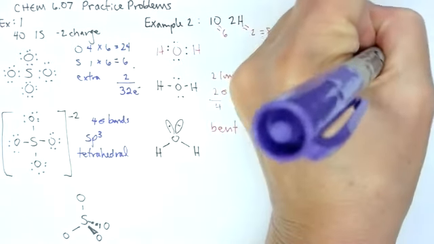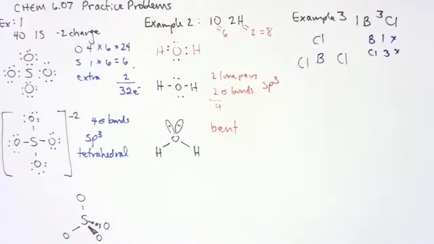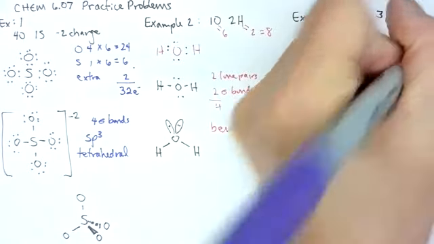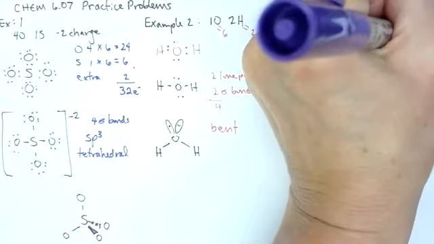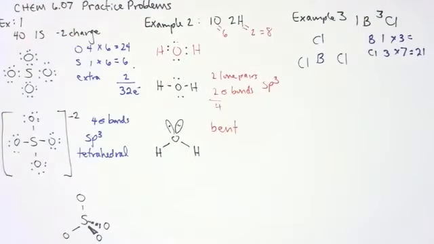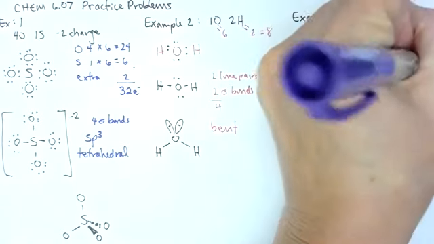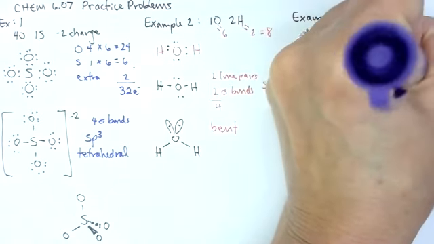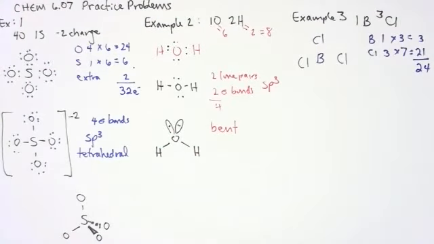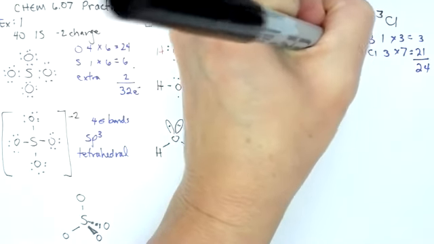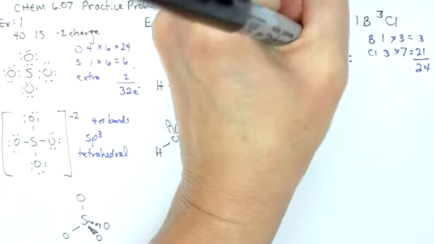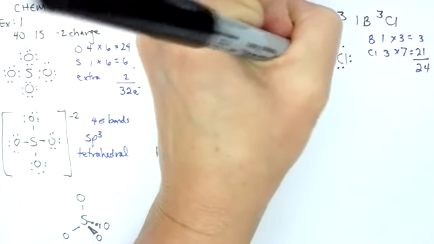I've got boron and I've got chlorine. I've got 3 of those. I've got 1 of those. And each chloride has 7 for a total of 21 electrons. And boron has 3. So we're going to do a total of 24 electrons. Here we go. I've got 2, 4, 6, 8, 10, 12, 14, 16, 18, 20, 22, 24.